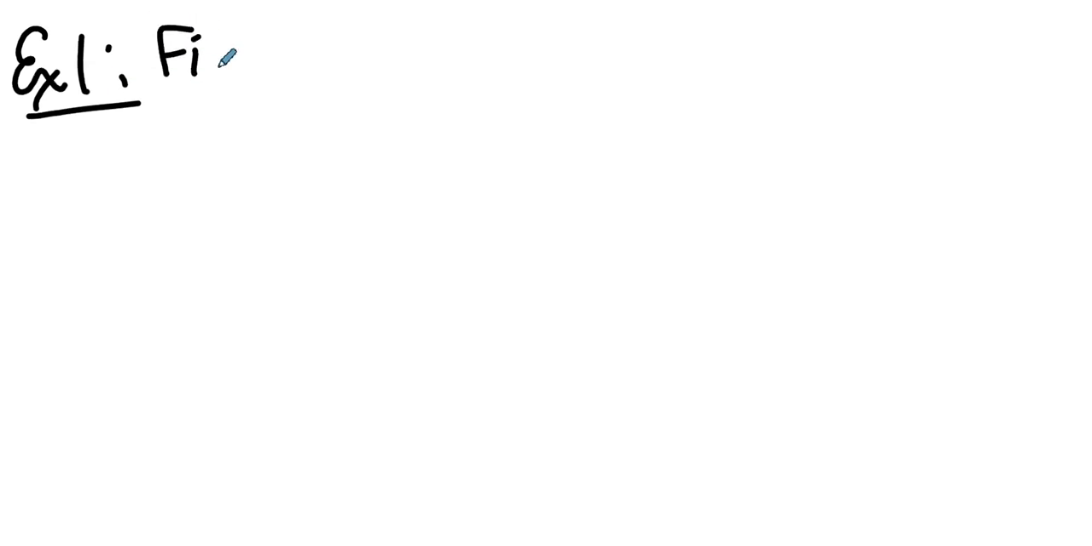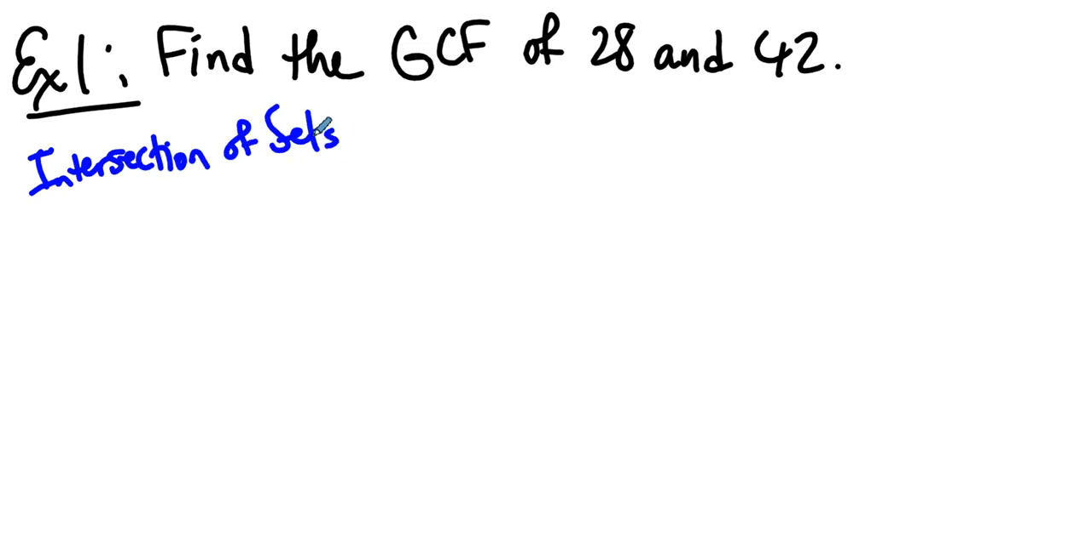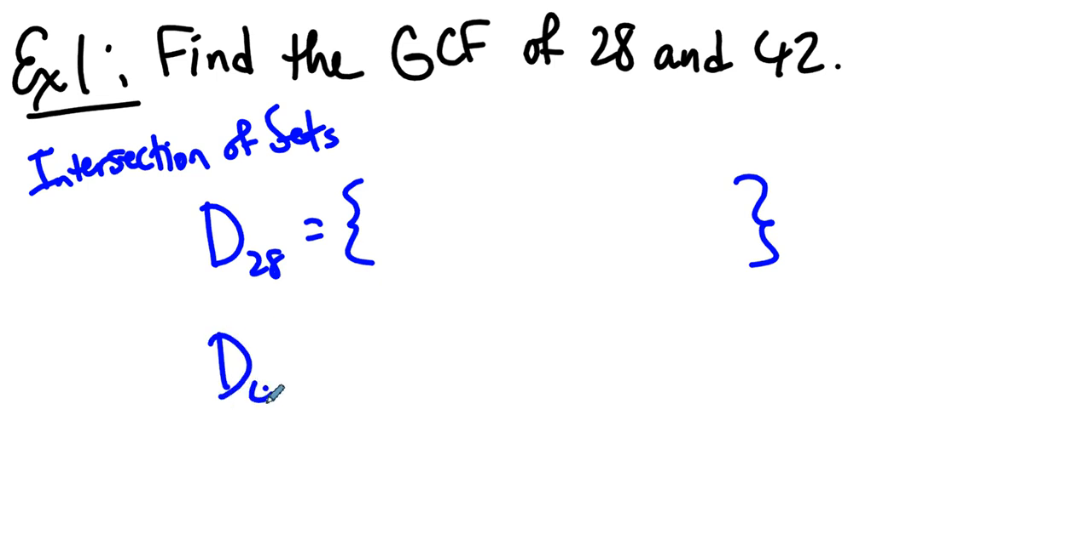You can use any of them at any time. Let's find the greatest common factor of 28 and 42. One of the methods that we use to find the greatest common factor of 28 and 42 is called the intersection of sets. In the intersection of sets, we write out all the divisors of 28. We write them all out. We write out all the divisors of 42. We write them all out. And then we look for common factors and we choose the greatest one. That's how this process will work.